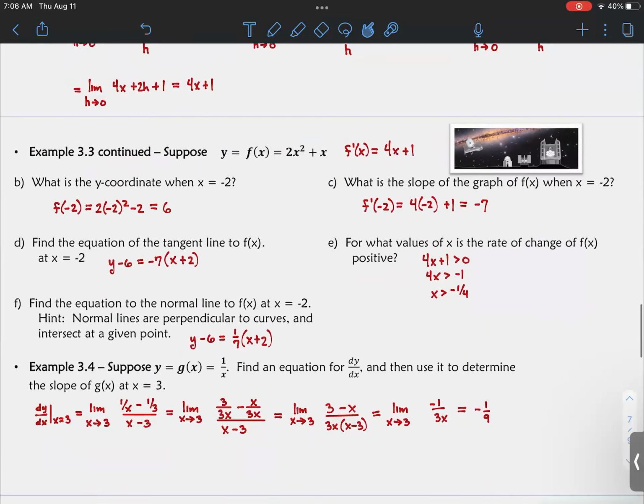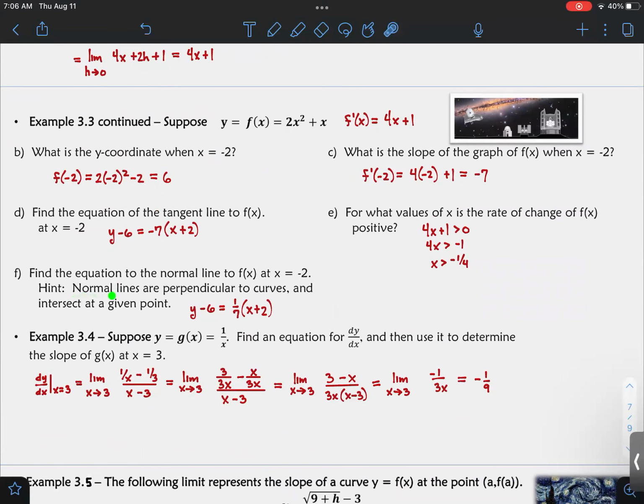Real quick, this last part thrown in here, I'll be honest, this does not show up a ton. Normal lines are lines that are perpendicular to curves. They are still pretty easy to put together because you take essentially the same equation as your tangent line, you just make a perpendicular slope, which is opposite reciprocal slope. Everything else has stayed the same.